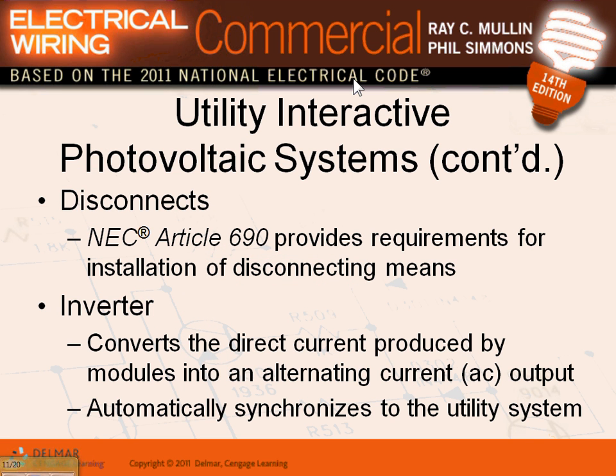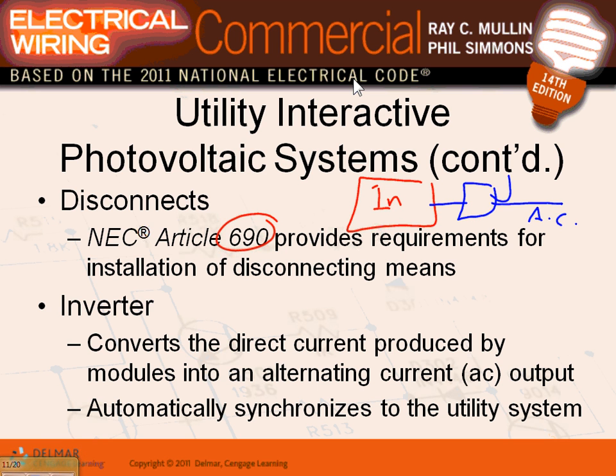Okay, disconnects. You have to provide a disconnect. We'll talk about disconnects, guys, based on the NEC code book, which provides requirements for installation of disconnects. You have to provide a disconnect on every side of the inverter. You need to be able to isolate the inverter on the DC side and on the AC side. So if this is my inverter, I need to be able to disconnect it on this side, which is the AC side, and I also need to be able to disconnect it on the DC side, which is where the panels are located, where all my panels are located.